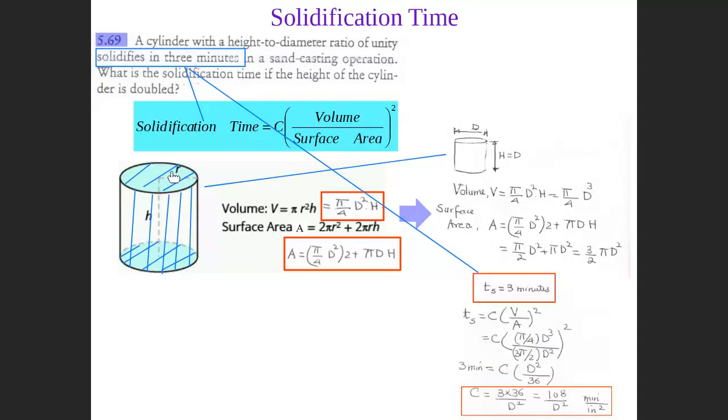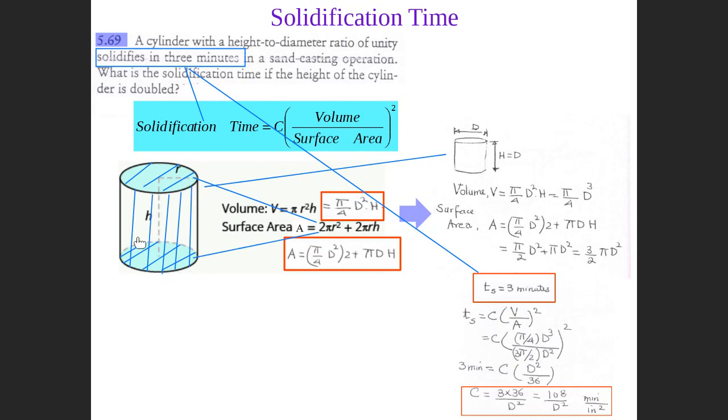So let me go one by one. Upper area is pi R square, lower area is pi R square, meaning 2 pi R square here. So we said the surface area is the summation of all area in contact with the mold: upper area and lower area, which is 2 pi R square.